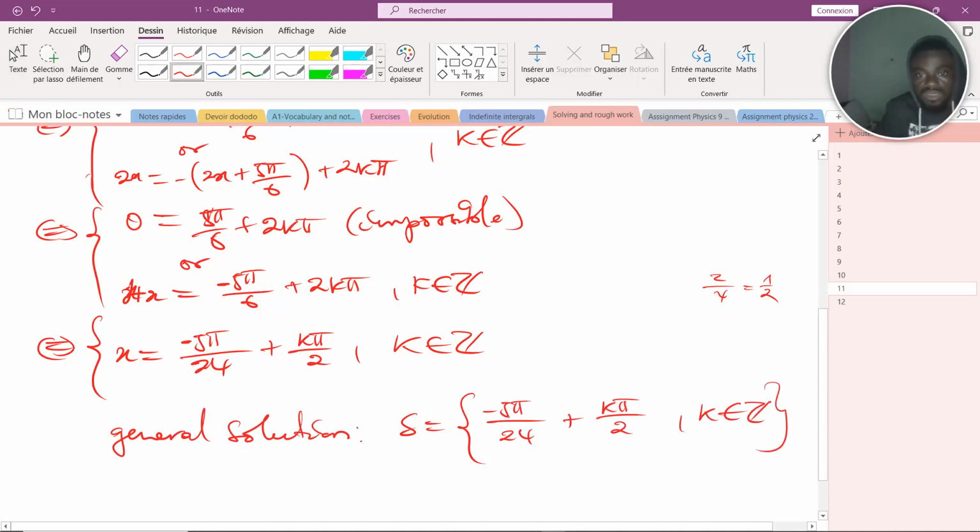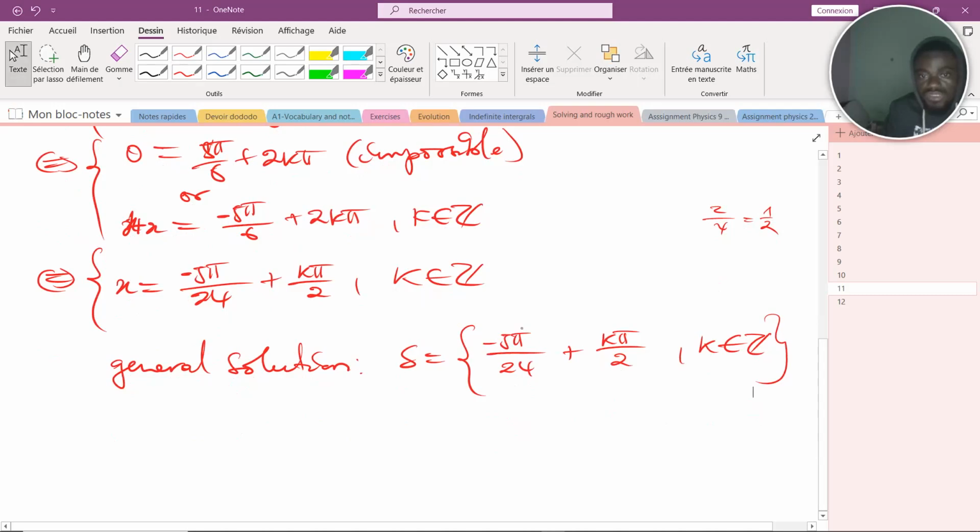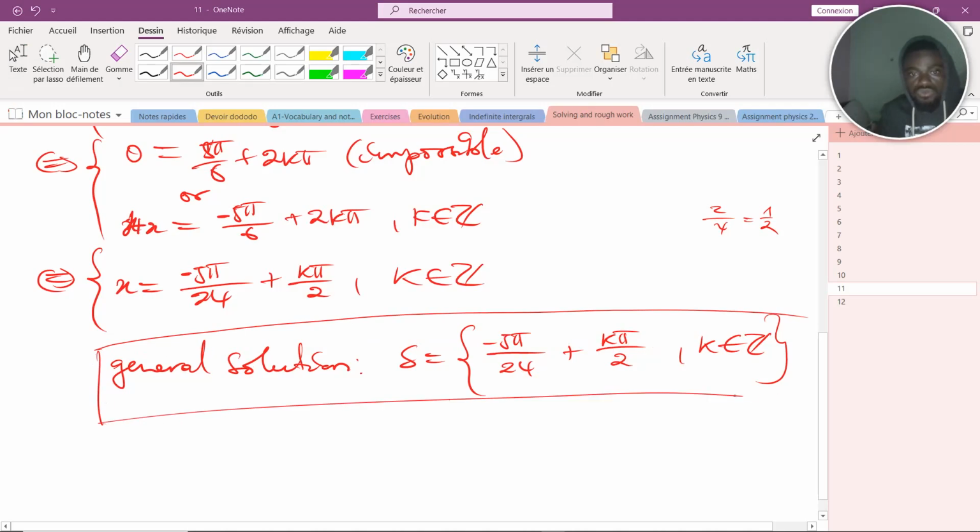Is that okay? If you are to give it in terms of degrees, you just replace this pi by 180 degrees. So you have minus 5 times 180 degrees divided by 24, plus 180 degrees divided by 2, which is 90. So you have 90 degrees times k. Is that okay? Okay, now we have the general solution.